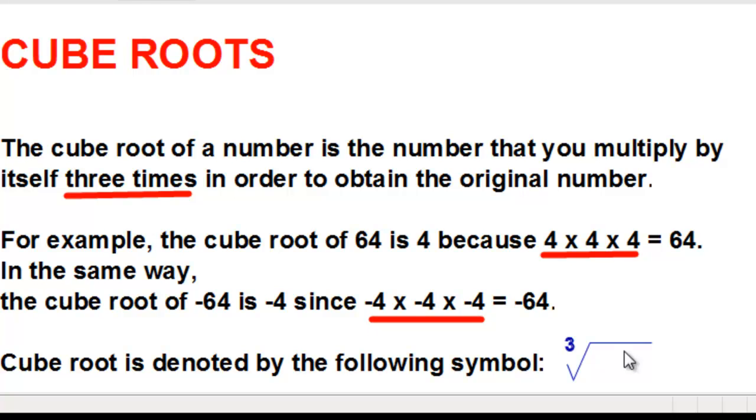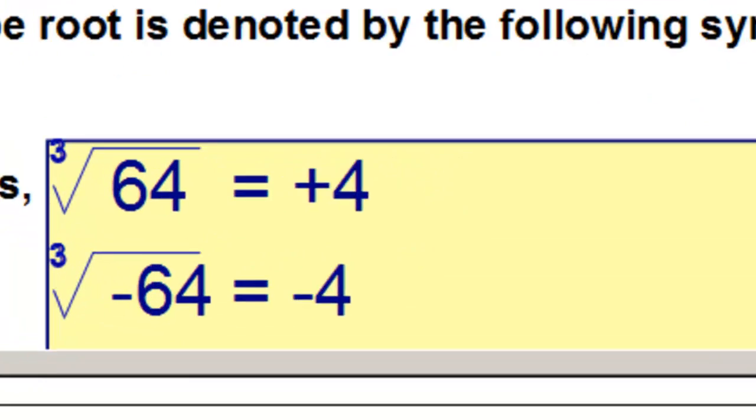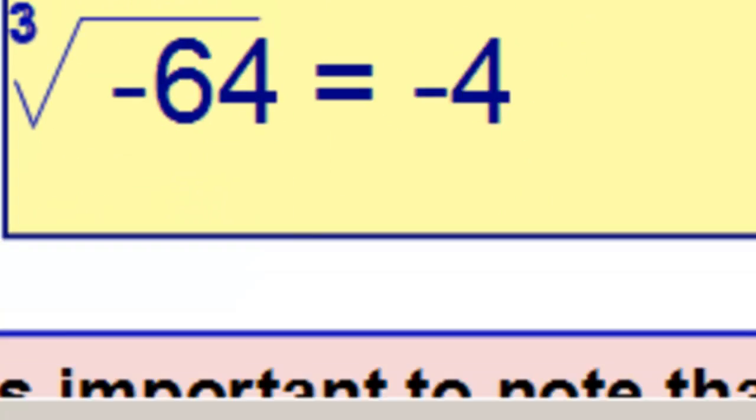Now, the symbol that can be used to denote cube root is this sign here. It's like the square root sign with a 3 in front. So using that notation, we can say, as in the yellow box there, that the cube root of 64 is plus 4, the cube root of minus 64 is minus 4.